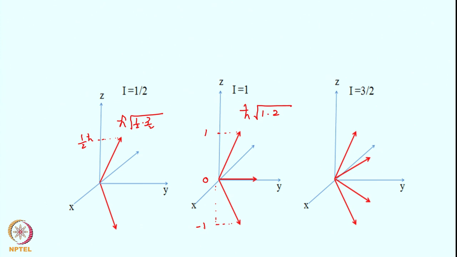Similarly, for I equal to 3 by 2, I will have the magnitude under root 3 by 2 into 5 by 2, that is I into I plus 1. And the Z component for this is 3 by 2 h cross, because that is Iz equal to 3 by 2, and for this it will be half h cross, for this it will be minus half h cross, and for this it will be minus 3 by 2 h cross. So, all of them have different orientations in space because the Z components are different compared to the magnitude of the angular momentum.